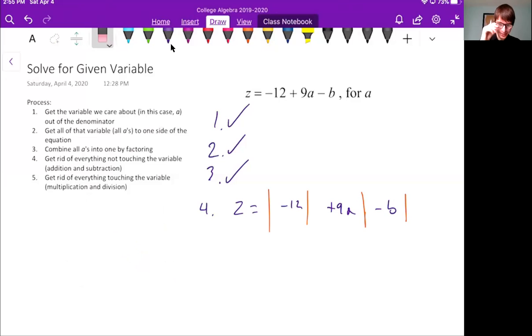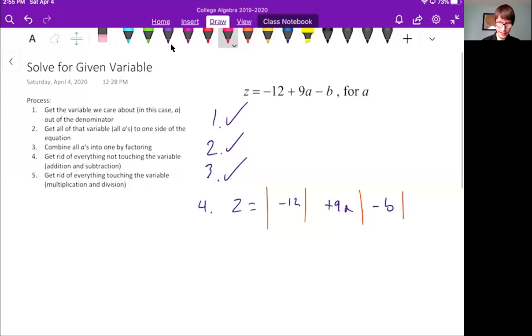So we'll take these sections, and we need to get rid of each section that a isn't in, because those are the things that aren't touching a. Here's what we do. We want to get rid of this -12 because it's in a section that doesn't have the a.